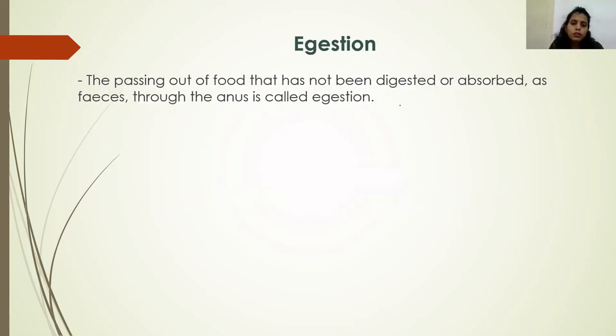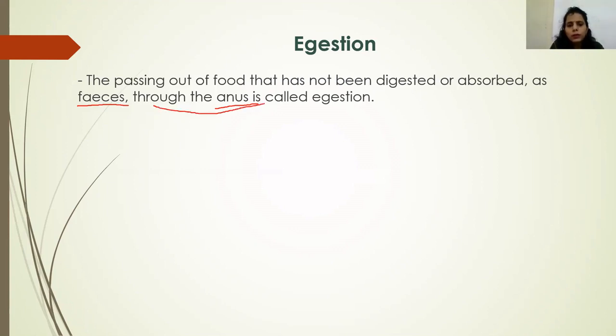The last step of human nutrition, or nutrition in animals, is egestion. Egestion is passing out of undigested food from the last part of the alimentary canal, and this last part is called the anus. In simple terms, the opening of the alimentary canal towards the end is known as the anus. The food which is not digested or not absorbed by the body is known as faeces. The undigested food, or the food not absorbed in the small intestine, is known as faeces, and it is passed through the anus.